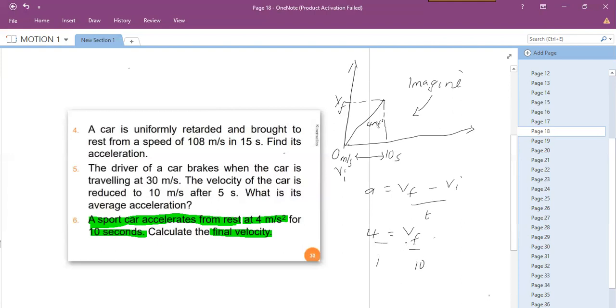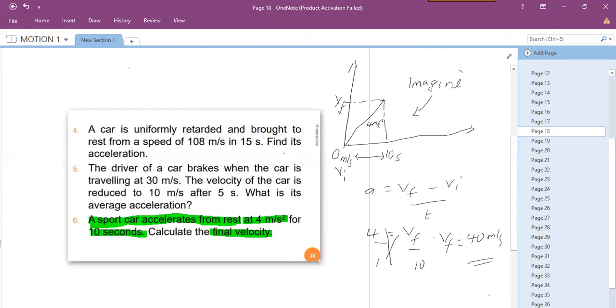So here it's easy. All we have to do is we've formed an equation. There's a fraction on the left-hand side and there's a fraction on the right-hand side. We've made this whole number 4 into a fraction by saying over 1. Therefore, we can now cross multiply. If we cross multiply, our final velocity will be 40 meters per second.